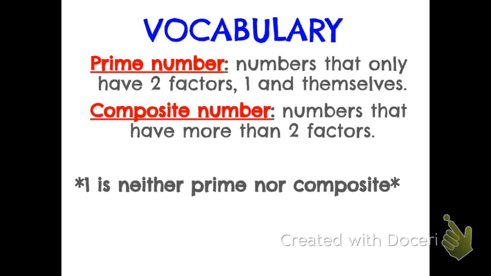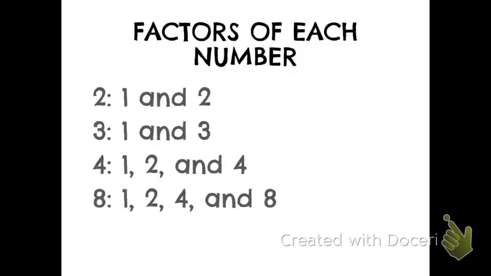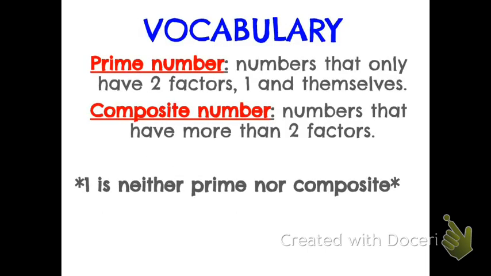A composite number is a number that has more than 2 factors. For example, like we just looked at, the number 8 has 1 times 8. It also has 2 times 4, so it would be composite. The number 1 is neither prime nor composite. I do want you to include everything you see on this slide in your notes. It will help you later on. You will end up using your notes a lot when you're trying to remember the difference between prime and composite numbers.